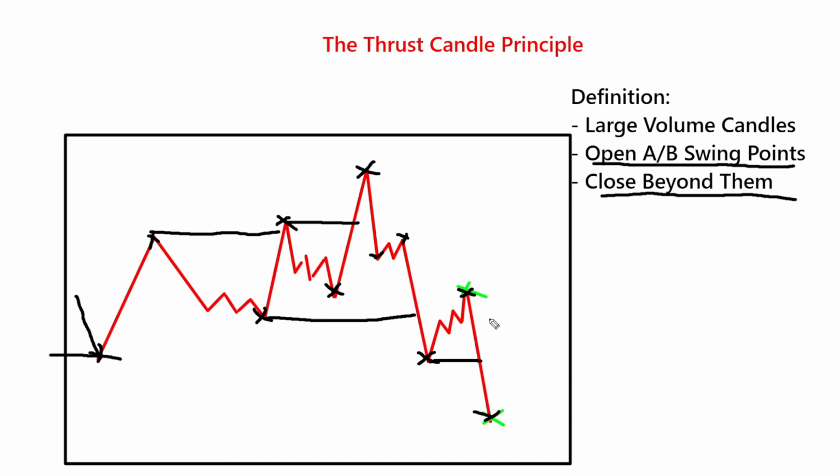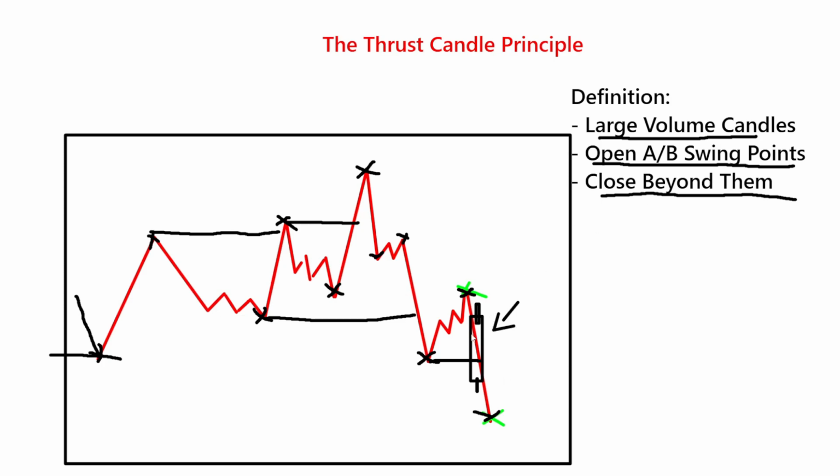Now, thrust candles, you're going to find them anywhere in these expansion legs, and they are big volume candles, or large volume candles. And what we need to see is a candle, and let me now draw the real example here, that looks like this. Once again, if you follow what I've just shown you, you should be able to understand that this is a candle that, one, is large in volume relative to the ones around it, and we'll see more on that later.